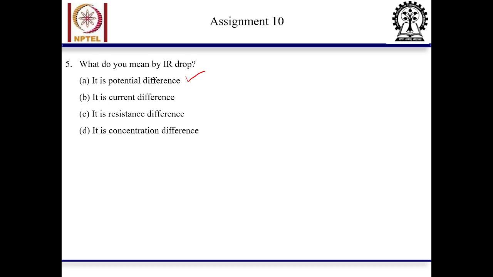Now the question comes, why is there an IR drop? So let me make a simple cell, which has two electrodes. Now you want to measure the voltage difference between these two. So this can be anything. Suppose you take copper 2 plus and zinc 2 plus. You can take a simple reaction. Now, why is there a potential difference? The potential difference arises, so let me write.